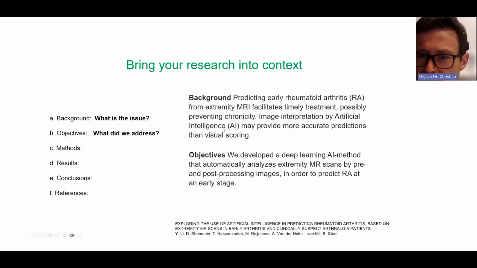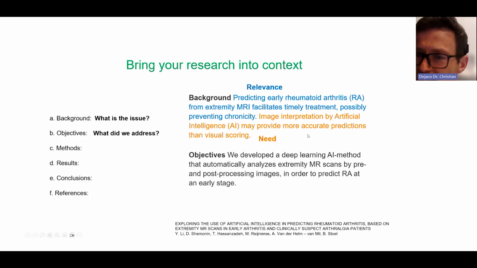And this is just here to give you an example of one abstract. So it needs to be concise. It needs to be brought into the context of general research and the current understanding in rheumatology, and also highlighting what is the relevance. Like here, predicting early RA from extremity MRI facilitates timely treatment, possibly preventing chronicity. So here you have explained already what is the relevance of this abstract.